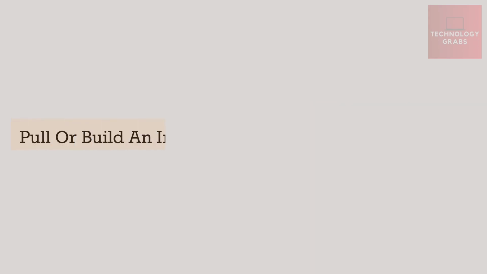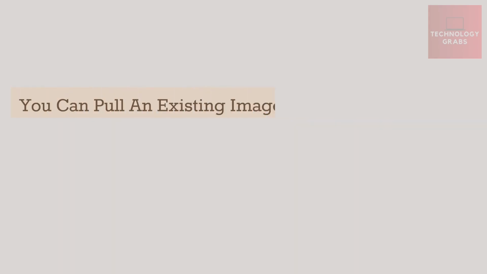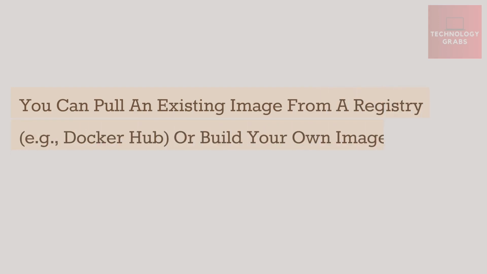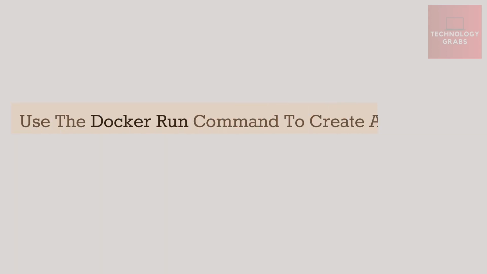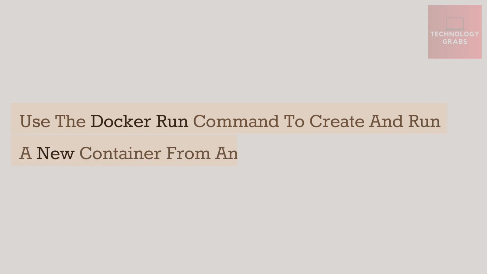Pull or build an image. To create a container, you need an image. You can pull an existing image from a registry, e.g., Docker Hub, or build your own image using a Dockerfile. Create a container. Use the docker run command to create and run a new container from an image.